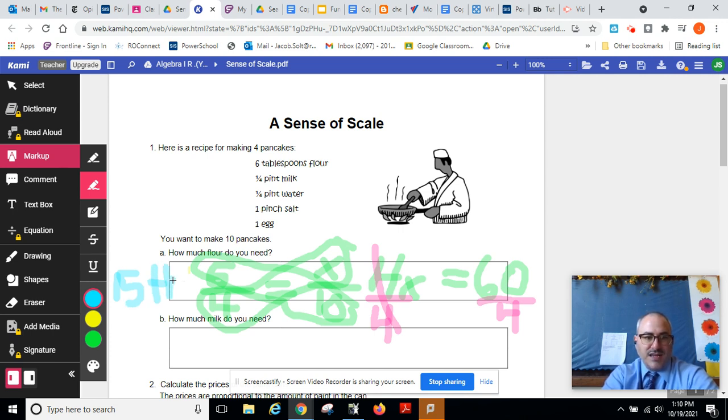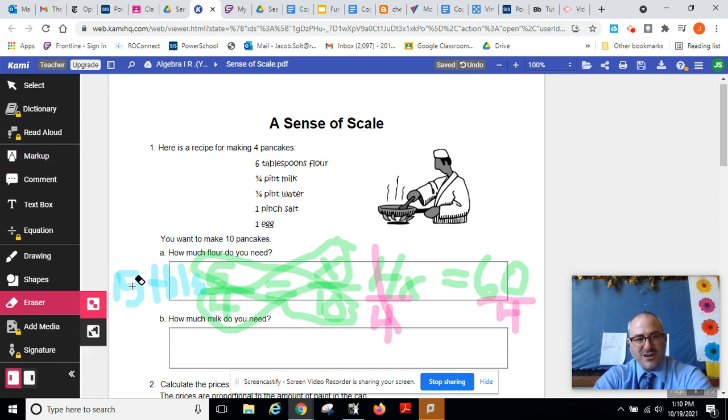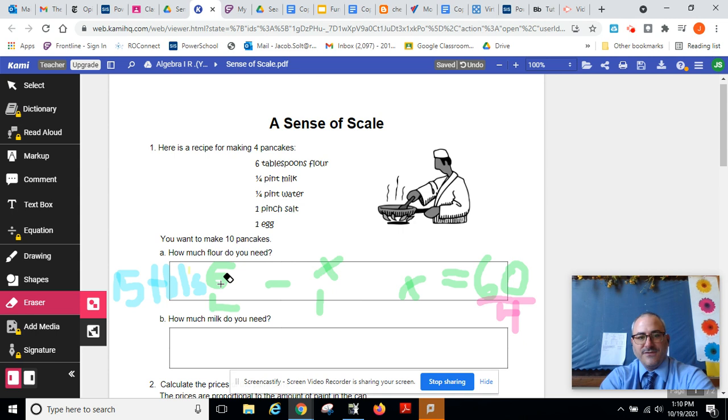TBLS. It's an abbreviation for tablespoons. All right. 15 tablespoons. Well, I'm not crazy about how big this markup is here. But okay, I'm going to get rid of all of this now because we don't need it for the next problem.